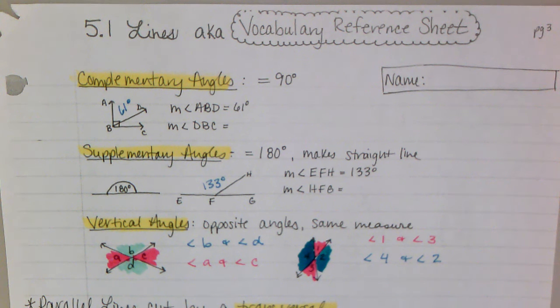Reimer. Today we're looking at lines and the vocabulary that goes with it. This sheet will really serve as a great reference for you with all of this vocabulary.